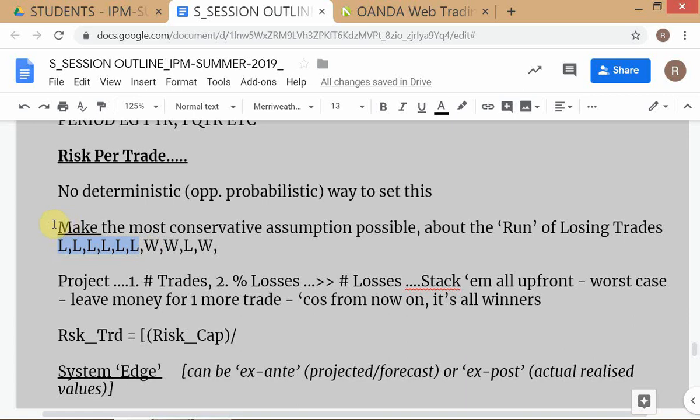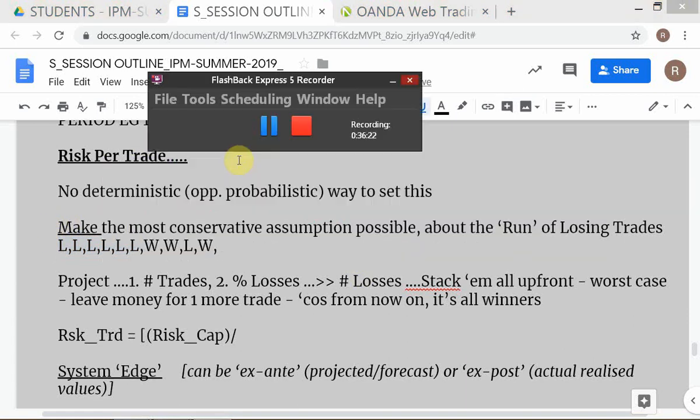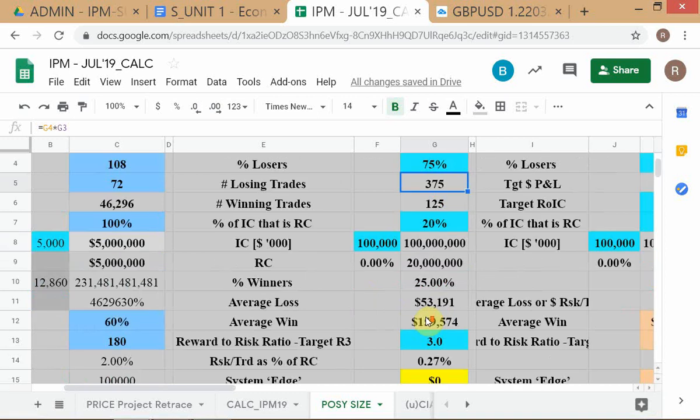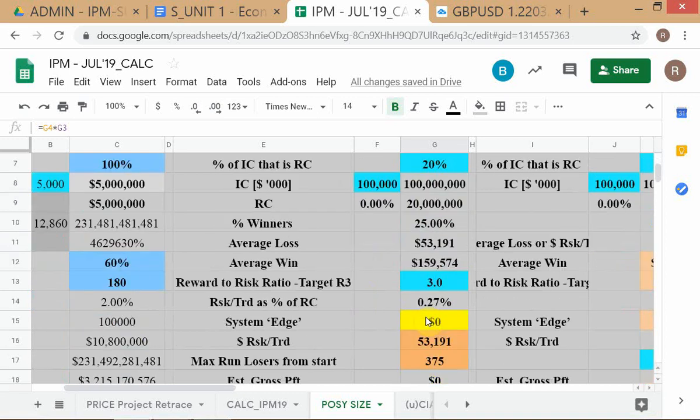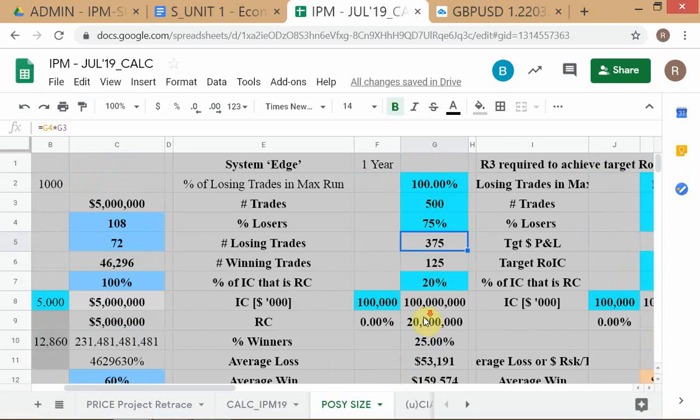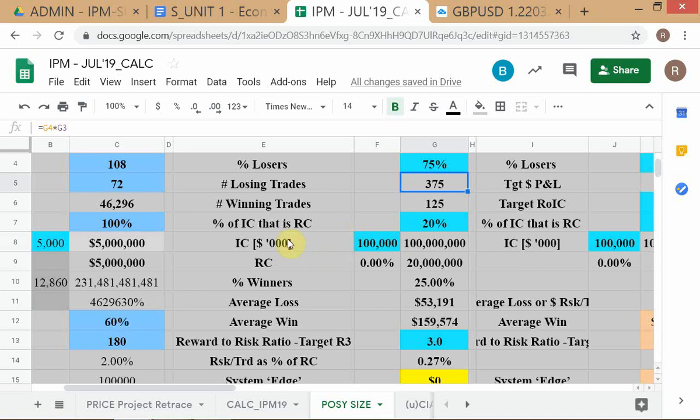Remember, what I'm trying to derive is my risk per trade. So what am I going to do for my risk per trade? I'm going to take my risk capital. Look at something else we have put in: IC is investable capital, or invested capital, or we can make it investable.